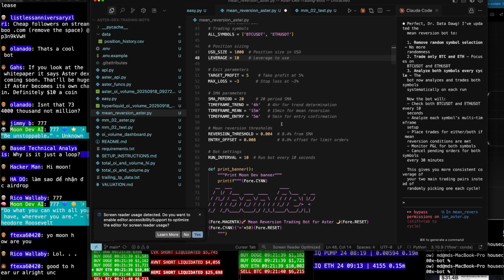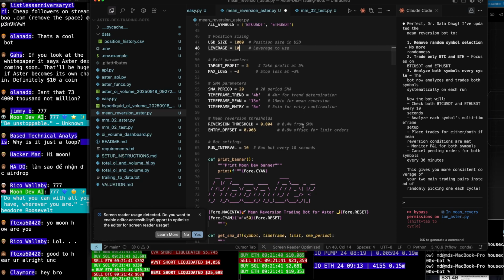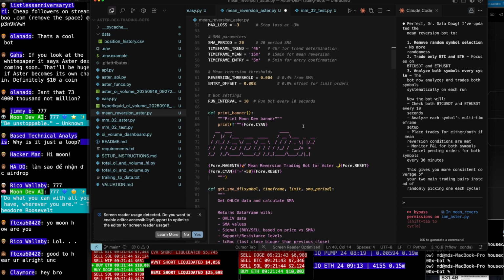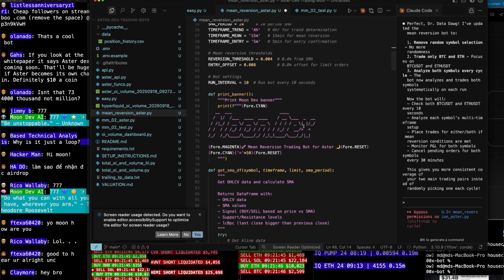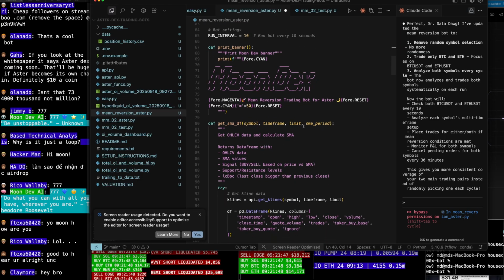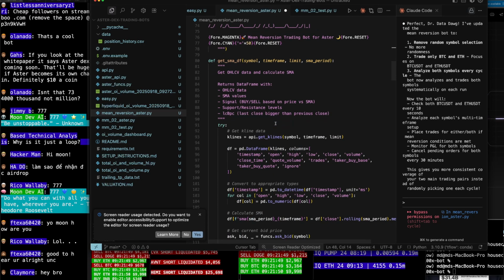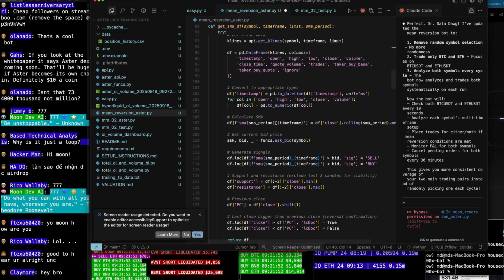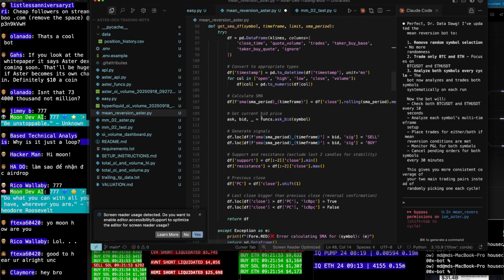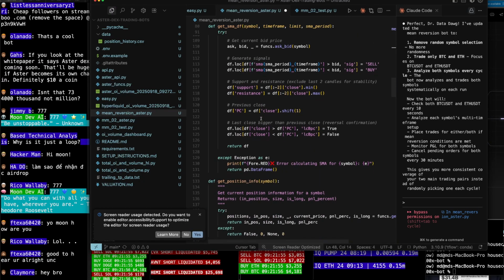Exit parameters, okay. SMA period 20. Reversion threshold. What's up, Claymore? How are you? Run interval every 10 seconds. Okay. So this gets the open, high, low data. Okay. Calculates the SMA, gets the ask and the bid.